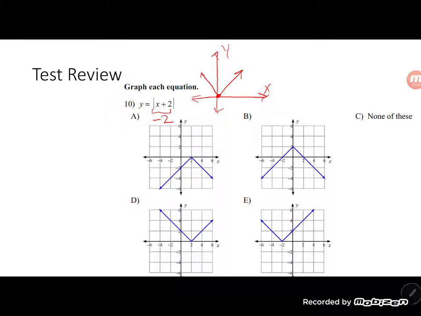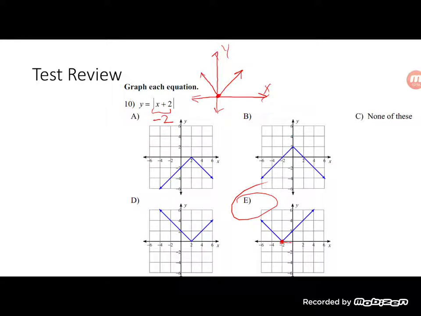So I'm going to look for one of these guys that's been shifted left 2. Which one would it be? Well, I see that this one has been shifted left 2, and it would be right there. So what do you need to know for this? You need to know how to read your equations. And you need to know how to find out where the vertex is going to be pretty quickly.